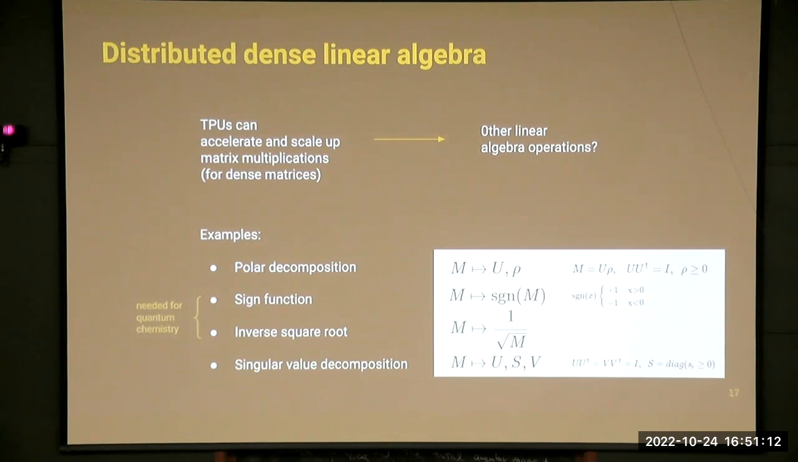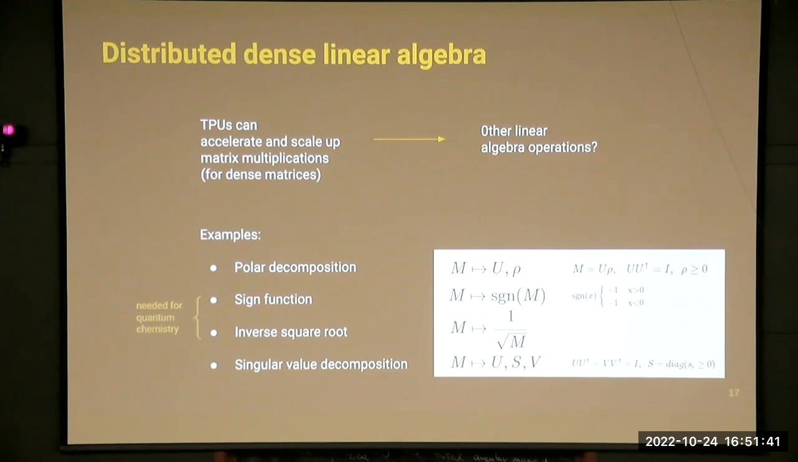What's a polar decomposition? Given a matrix M, a polar decomposition of matrix M is a pair of matrices U, a unitary matrix, and rho, which is a positive semi-definite matrix, that if you multiply together, give rise to the input matrix M. Okay, so polar decomposition may sound like the polar decomposition of a complex number. You take a complex number and you decompose it as a complex phase times a non-negative number.